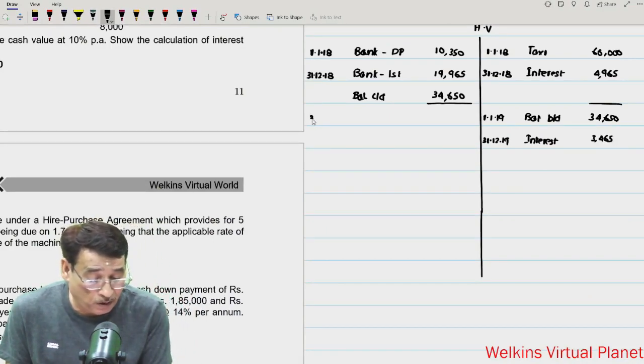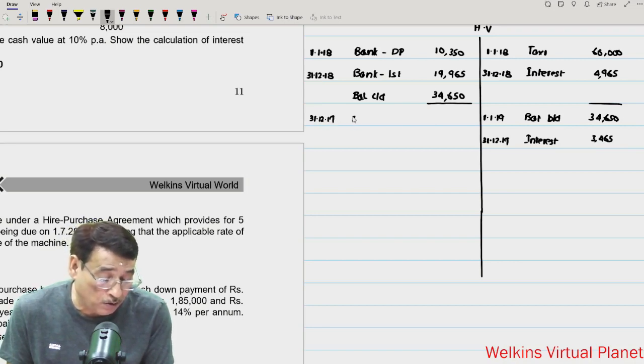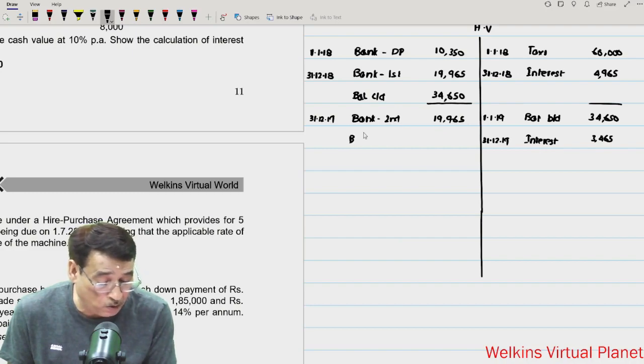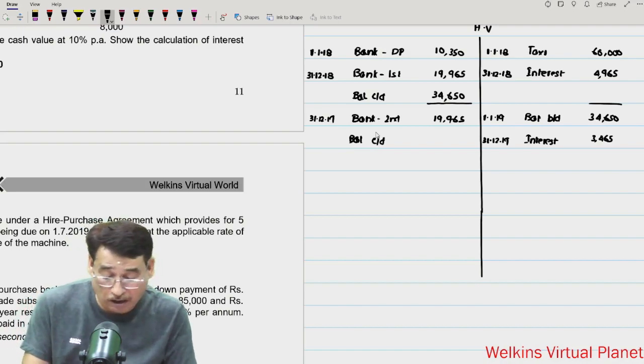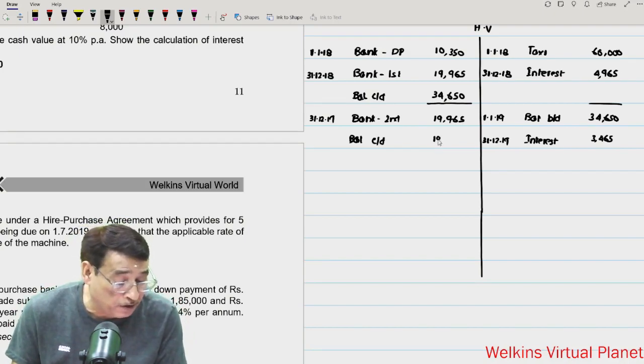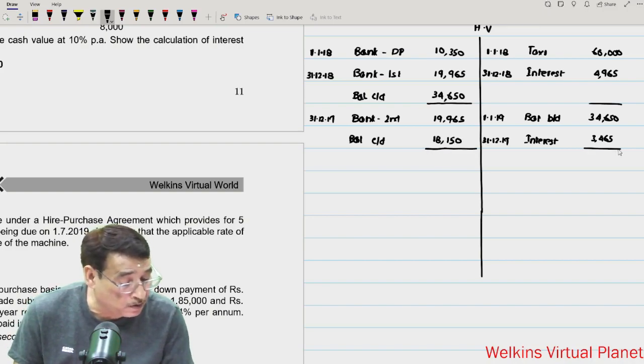Now, on 31/12/2019, you are going to write here to bank. That is your second installment. Amount is 19,965. Then you will write here to balance carried down. 34,650 plus 3,465 minus 19,965. So balance is equal to 18,150. Second year task is over.